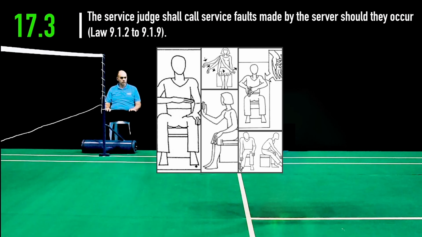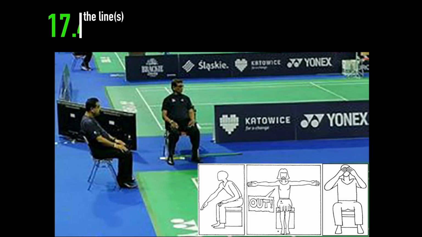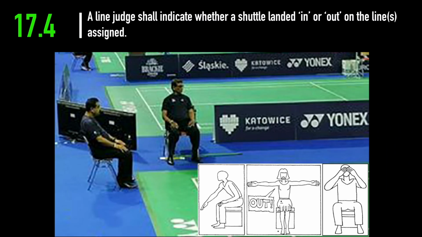The service judge shall call service faults made by the server should they occur. Refer to law 9.1.2 to 9.1.9. A line judge shall indicate whether a shuttle landed in or out on the line or lines assigned.